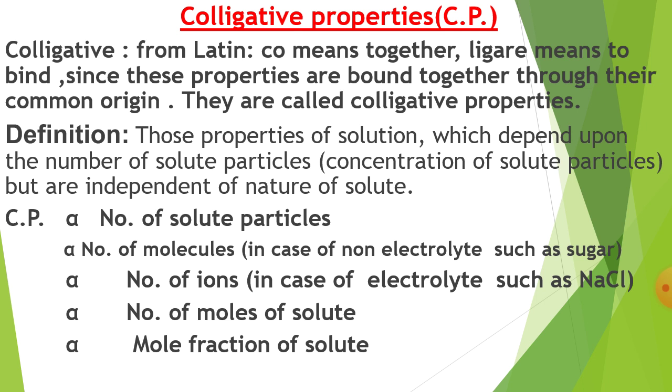Now first of all we have to know what the colligative properties are, that is CP. The word colligative came from Latin, where co means together and ligare means to bind. Since these properties are bound together through their common origin, and that origin is basically the number of particles, that's why they are known as colligative properties.